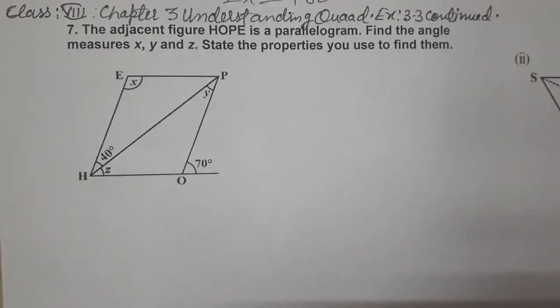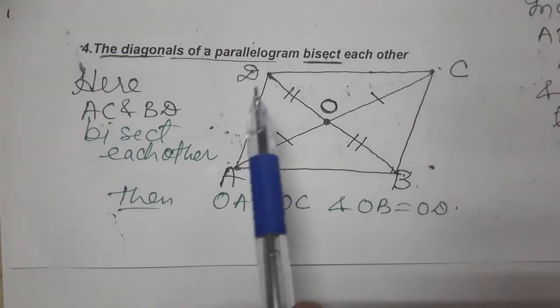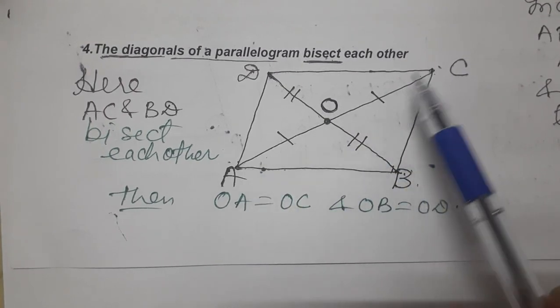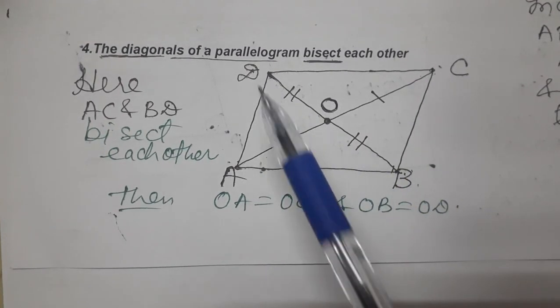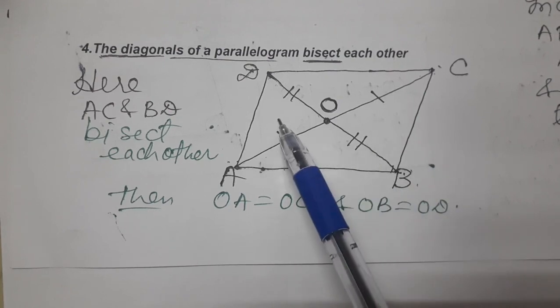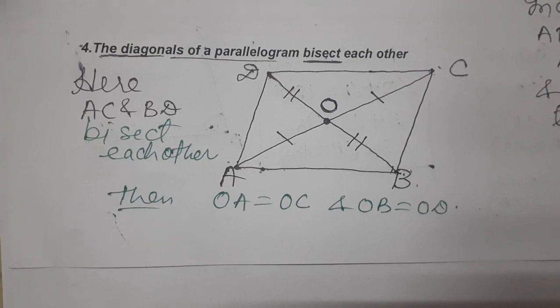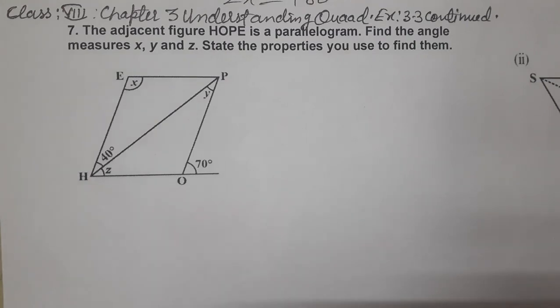And what is the fourth one? Remember the fourth one? The diagonals of parallelogram bisect each other. AC and BD are the two diagonals, so OA equals OC and OB equals OD. So these are the four very important properties of parallelogram. So we have just revised. Now let's start question number 7.